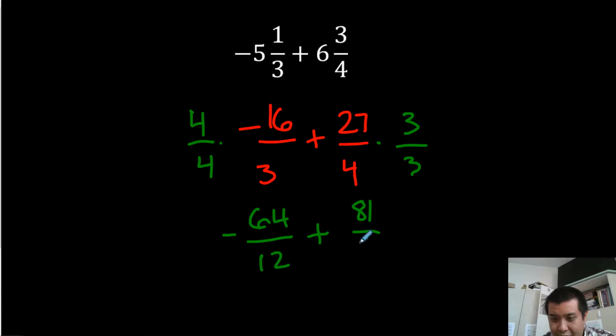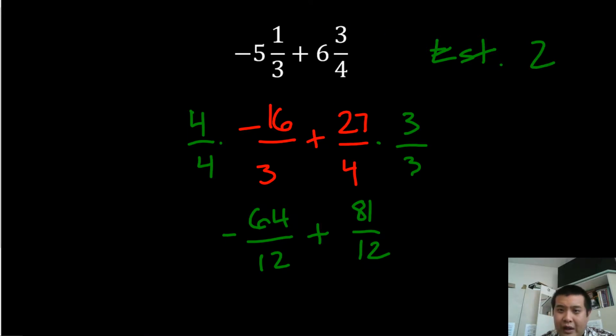over 12. Oh, we forgot to make an estimate. Let's pretend like we haven't gotten this far. A good estimate: this number is close to 7. This number is close to negative 5. So again, our estimate should be close to 2.